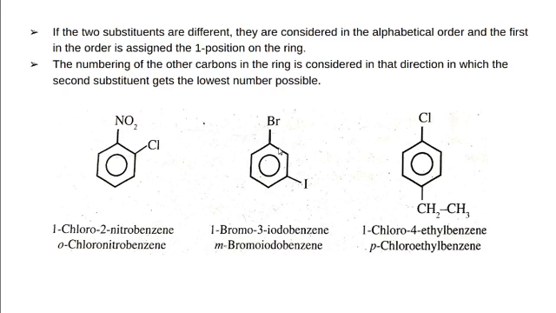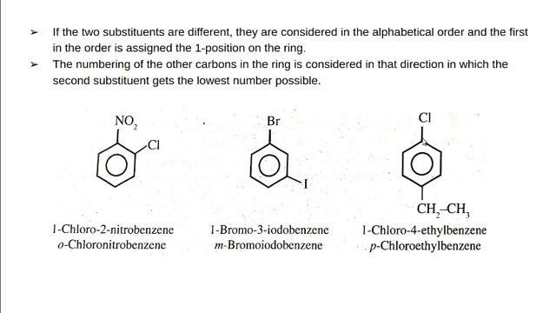So 1-bromo, 3-iodo. You have to name it 1, 2, 3, not 1, 2, 3, 4, 5. If we name it in this way, the iodo group will get the 5th position. So always remember that the next substituent should get the lowest number. So 1-bromo-3-iodobenzene, or meta-bromo-iodobenzene.